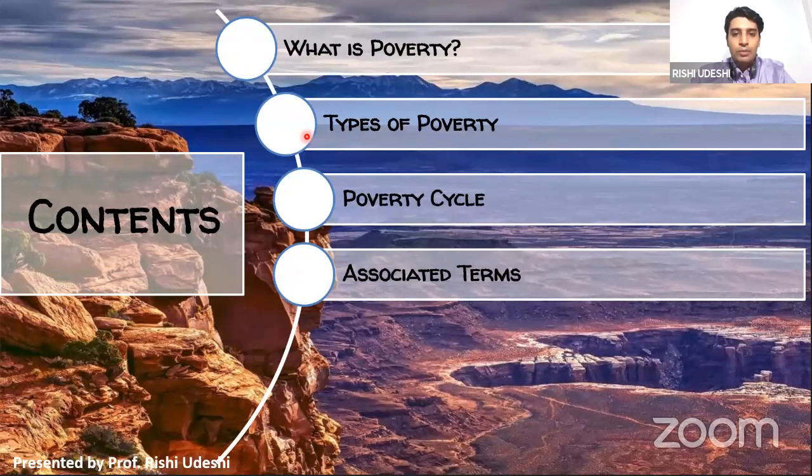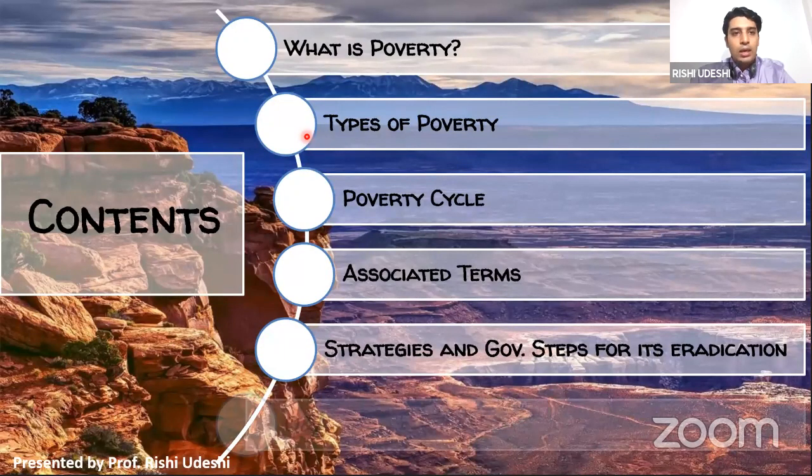The next topic we'll be dealing with is strategies. Okay, just someone there in the waiting room. Okay, strategies and government steps for its eradication. Poverty eradication के लिए, in order to remove poverty out of the country, what all steps the government has taken, what all steps can further possibly be taken. ठीक है, वो सारी चीजें we'll try to understand.